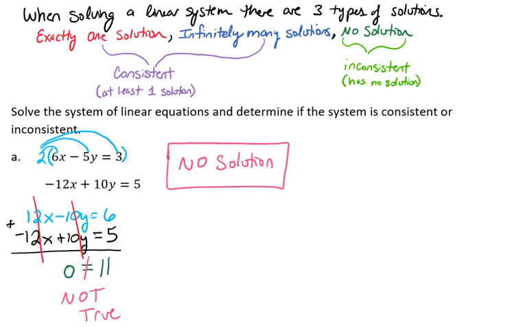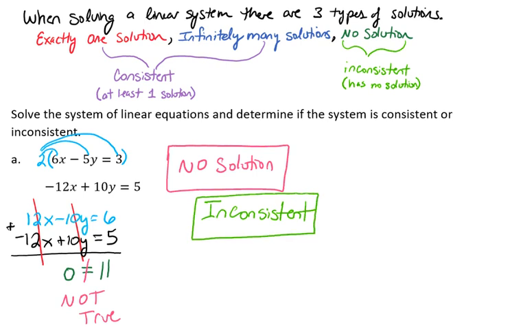So we've found our solution, that it's no solution, and now we need to determine if it's consistent or inconsistent. In this particular case, because it's no solution, we find that this is an inconsistent system. So no solution and inconsistent. Let's go ahead and do another example.